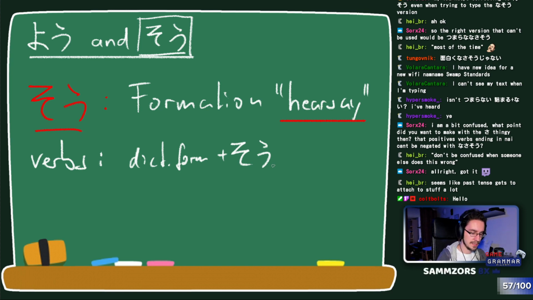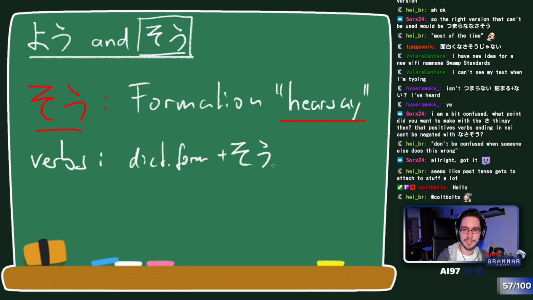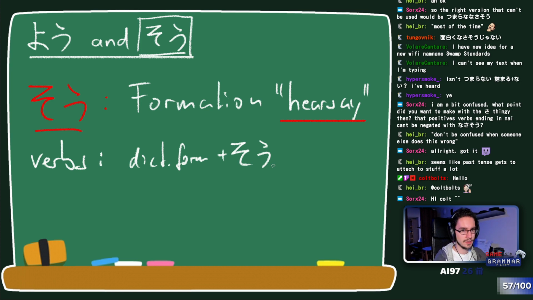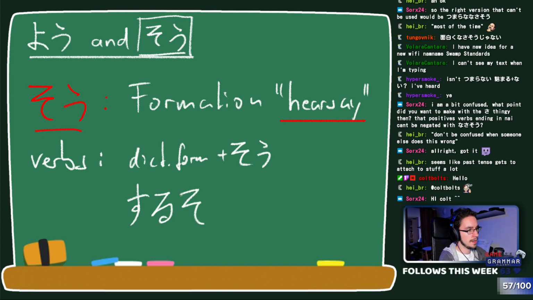Generally, dictionary form and past tense are both considered, I think, 終止形, which are sentence-ending forms, and they often behave in similar ways. So I'm inclined to say that this should work with past tense as well. But to be sure, dictionary form works for sure, and then just sou. So this would be, to give you an example, just something like するそう. And if this sounds weird to you, especially after we've just talked about しそう, earlier we would have done しそう, right? Because する turns into します, so the masu stem is し.